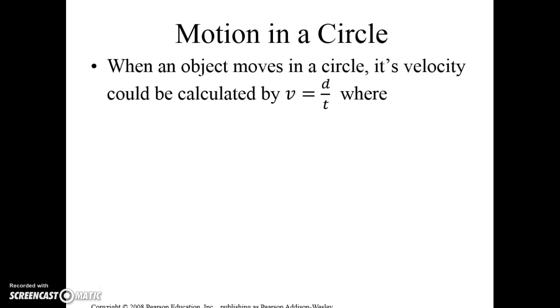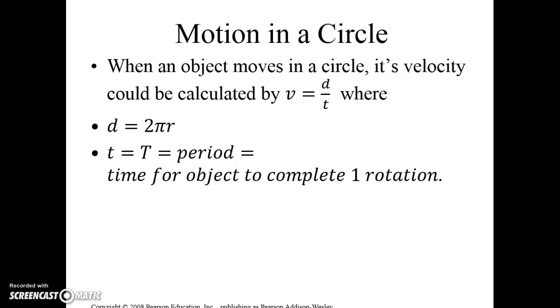Motion in a circle: velocity can be calculated as distance over time, but when you're moving in a circle, the distance is 2 pi r, and the time to go around once is what we call a period. Since it's a specific time, we use a capital T symbol for that. It's just the time it takes for an object to complete one rotation. And so the velocity of an object moving in a circle is just 2 pi r over big T. It just starts from here, tailoring it to the fact that we have a circle.